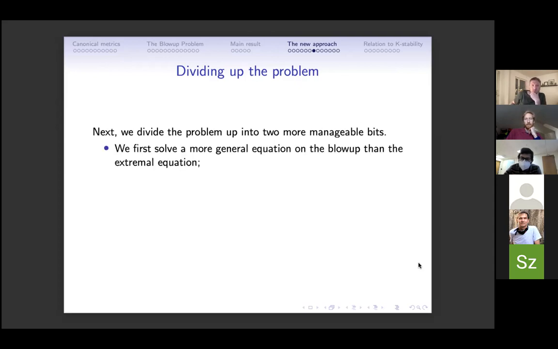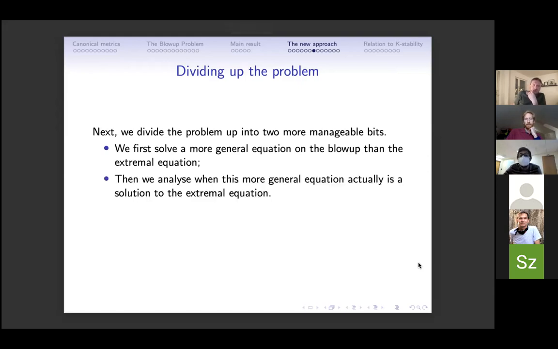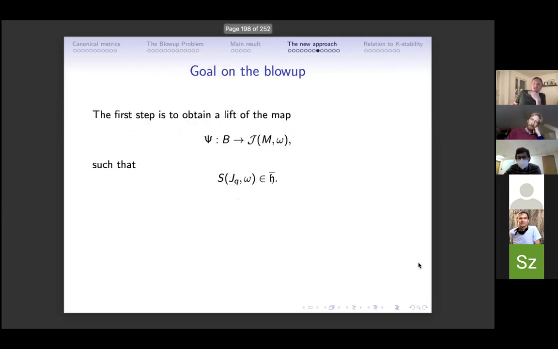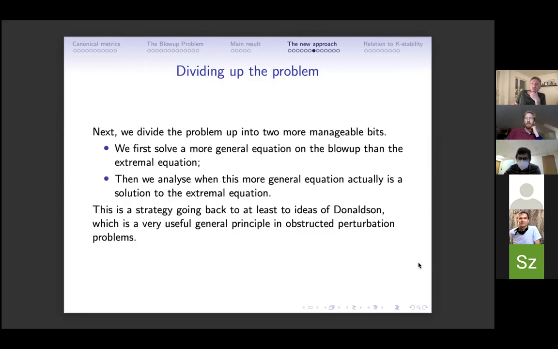So we first solve a more general equation on the blow up than the extremal equation, and then we analyze when this more general equation actually solves the extremal equation. This is a strategy that is really useful in these obstructed perturbation problems: you solve everything that the linearization is allowing you to solve. That's what we're going to solve in this first step, and that's going to be easier than solving the equation you care about. Then you can try to analyze when you've actually solved the equation you care about afterwards.